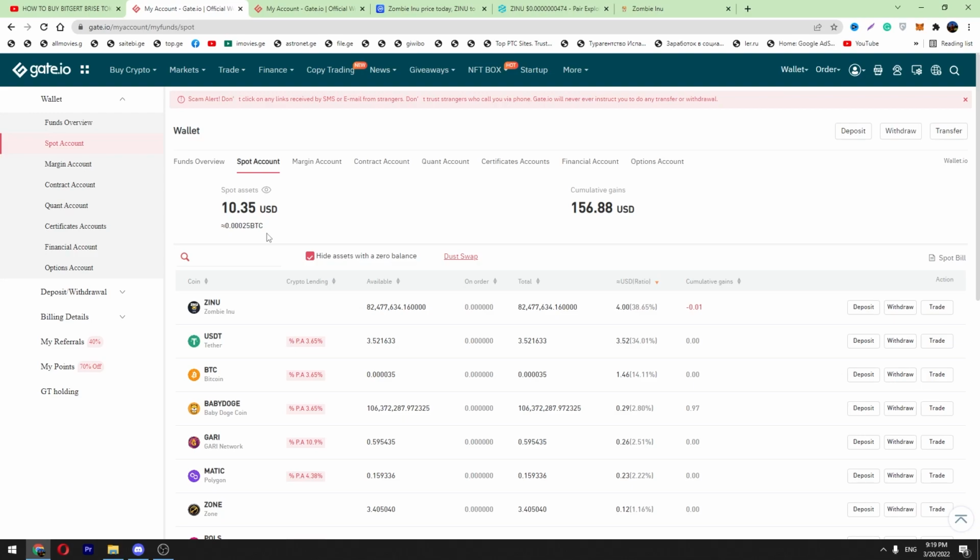I suggest you continue using Gate.io, especially if you're a beginner. It's very simple to start trading on Gate.io.